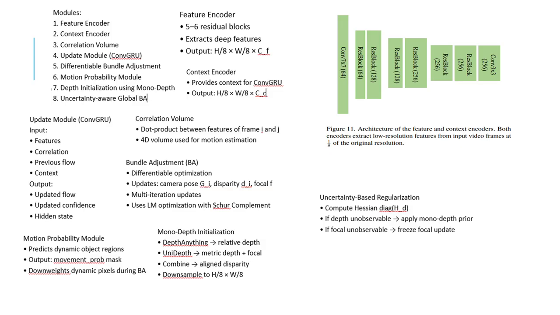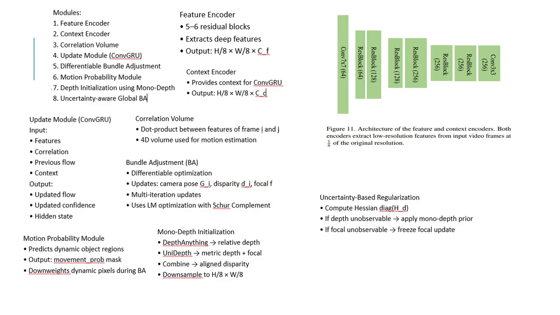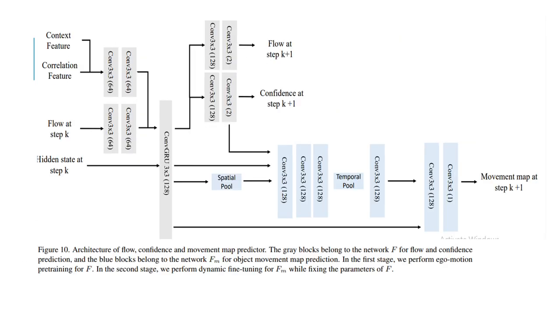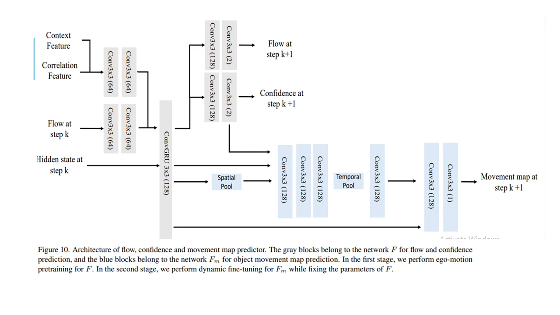Nothing but we are passing features, correlation and feature map along with the previous context to the ConvGRU, which is giving output as updated flow, updated confidence and hidden state.